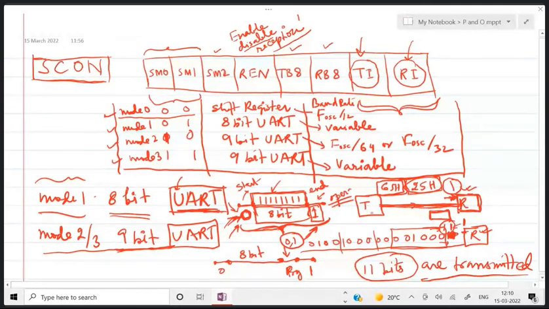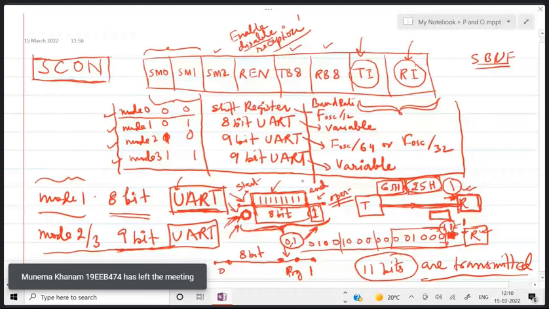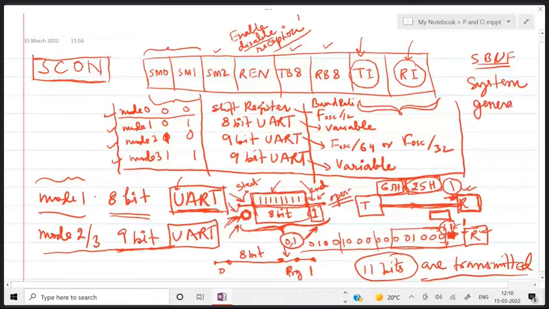Fine. Now the question arises: okay, 8 bits are stored in SBUF that need to be transmitted. What about these 0 and 1? From where will they come? So they are system generated. Whenever there is a transmission, bit 0 is attached to the 8 bits, precedes the 8 bits, and bit 1 is at the end of the 8 bits that are being transmitted. Okay, so these bits 0 and 1 are system generated.